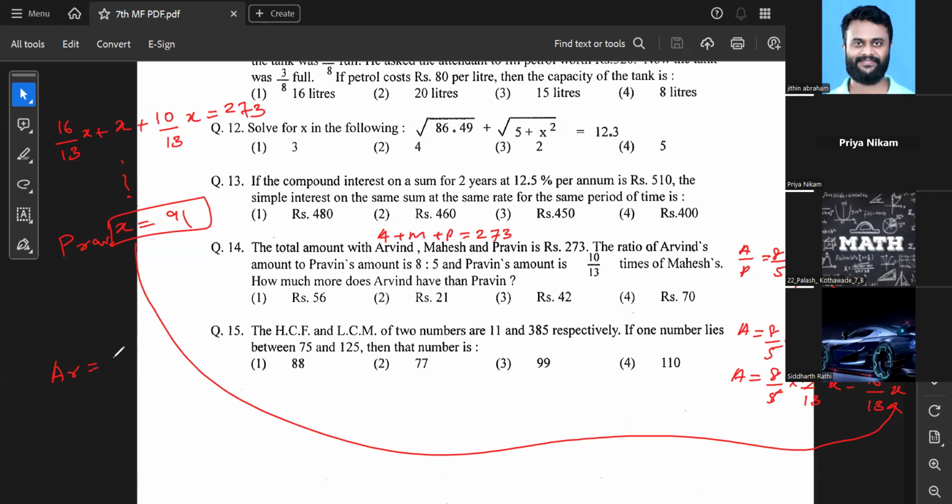Arvind's amount is equal to 16 upon 13 multiplied by x, which you will substitute over here. You will get Arvind's amount. And once you get Praveen's and Arvind's amount, you can easily find the difference between them. How much more: Arvind minus Praveen, subtract the values, you will get the answer.